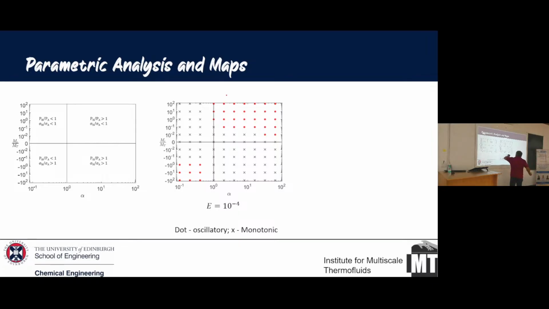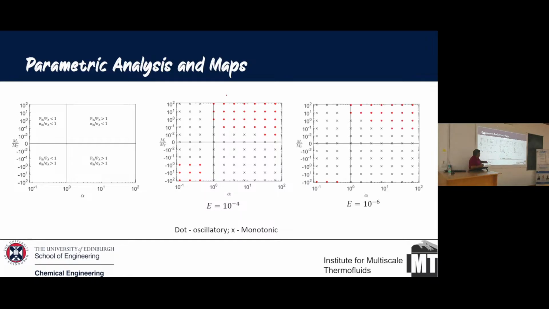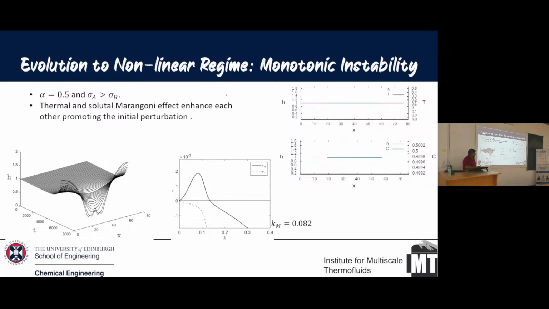But if you want to have a more complex pattern, then this is where your red dots are. So that is where you have the oscillatory instability, and you'll form a more complex pattern there. Okay, so this is a different evaporation. This is a higher evaporation rate, and this is a lower evaporation rate. But you can see largely that as you increase evaporation, you get more oscillatory instabilities in these quadrants than the others.